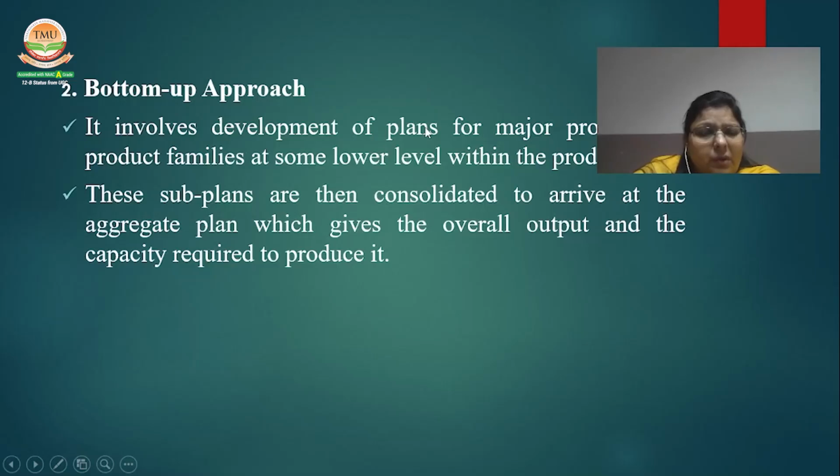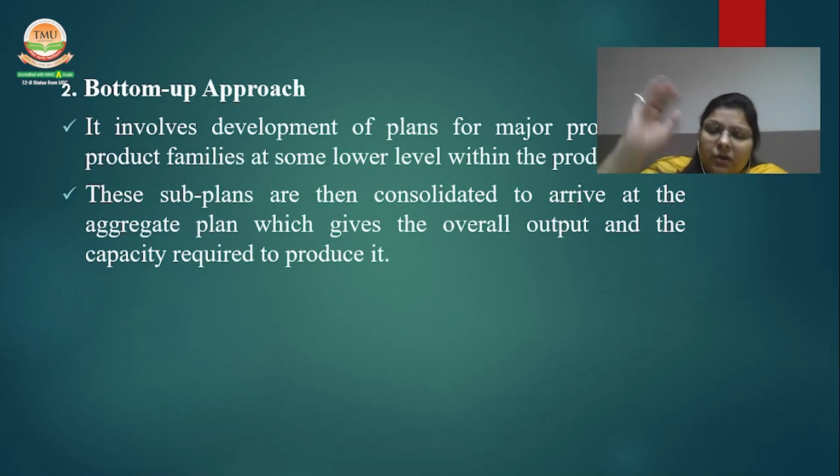Next is the bottom-up approach. The bottom-up approach involves development of plans for major products or product families at some lower level within the product line. These sub-plans are then consolidated to arrive at the aggregate plan, which gives the overall output and the capacity required to produce it. Bottom-up means from lower to higher, and top-down means from top to lower level.